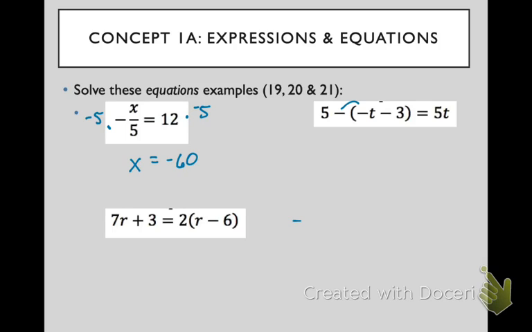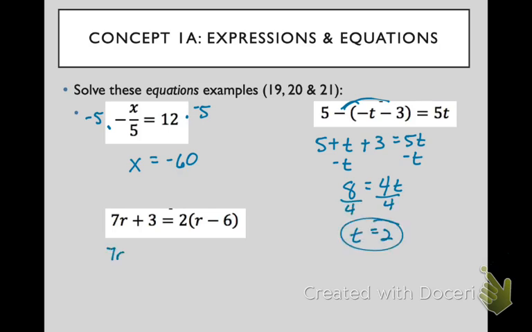Now, in our second equation, we will start by dealing with the parentheses. So there's nothing to do inside the parentheses, but we do need to distribute that negative 1. So that becomes 5 plus t plus 3 equals 5t. Let's subtract the t's and combine our 5 and our 3. So we get 8 equals 4t. Then we're going to divide by 4. So our final answer is t equals 2.